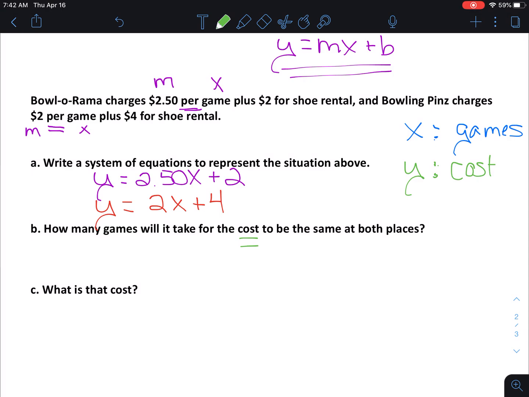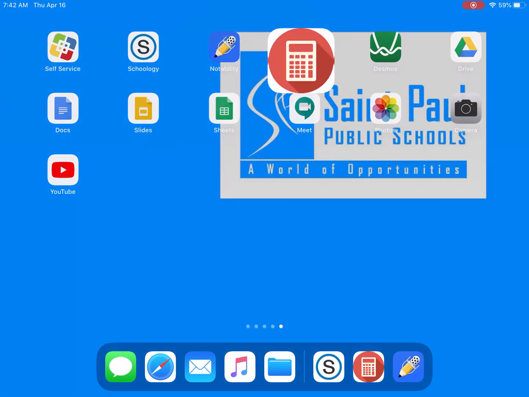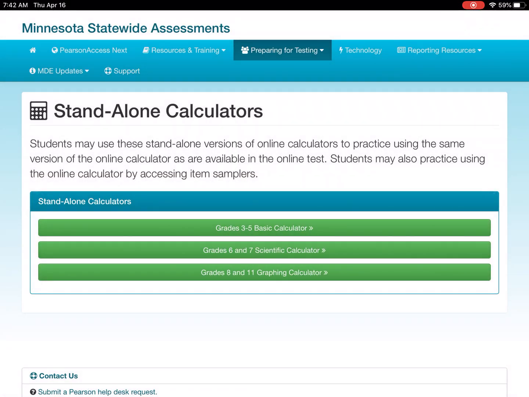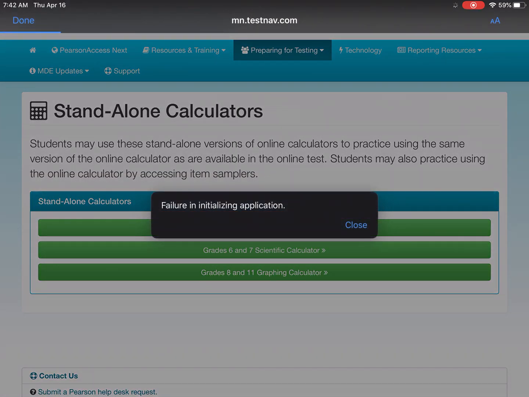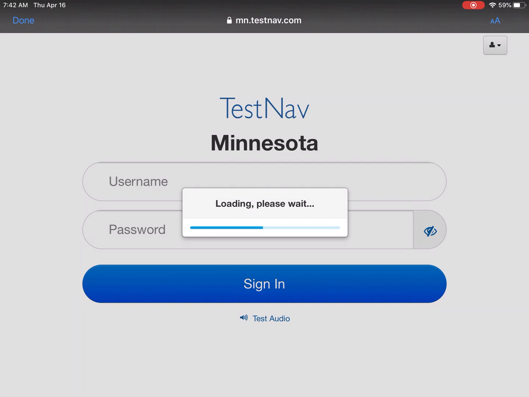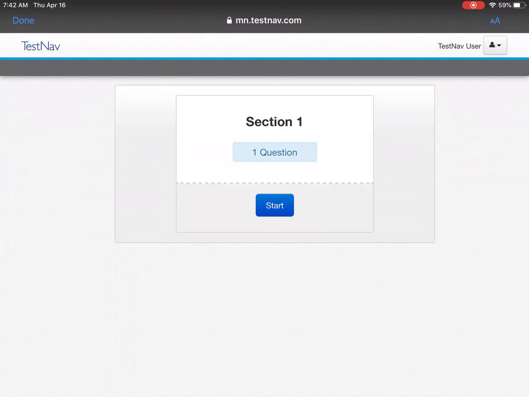Okay, so now we have our system. You'll notice they're both in slope-intercept form. So from your last assignment, you have to figure out what's the best way to solve systems. In this case, that would be by graphing. So we're going to use our graphing calculator. I'm going to open that up.